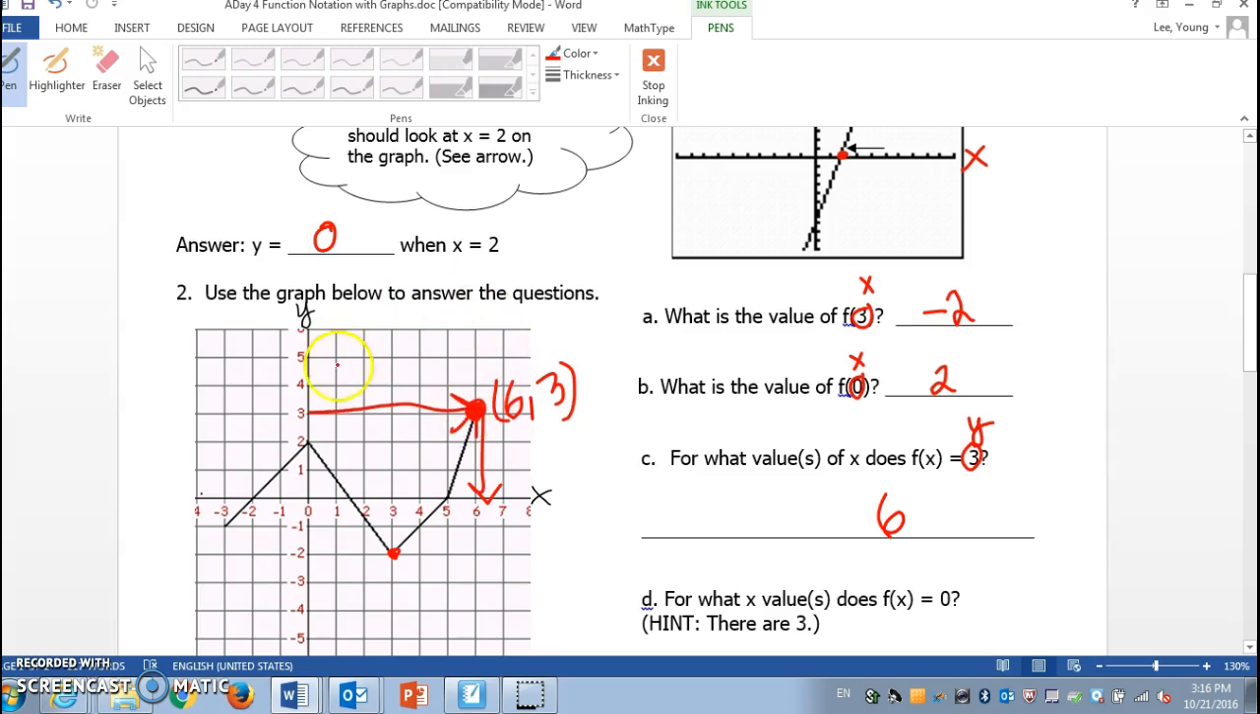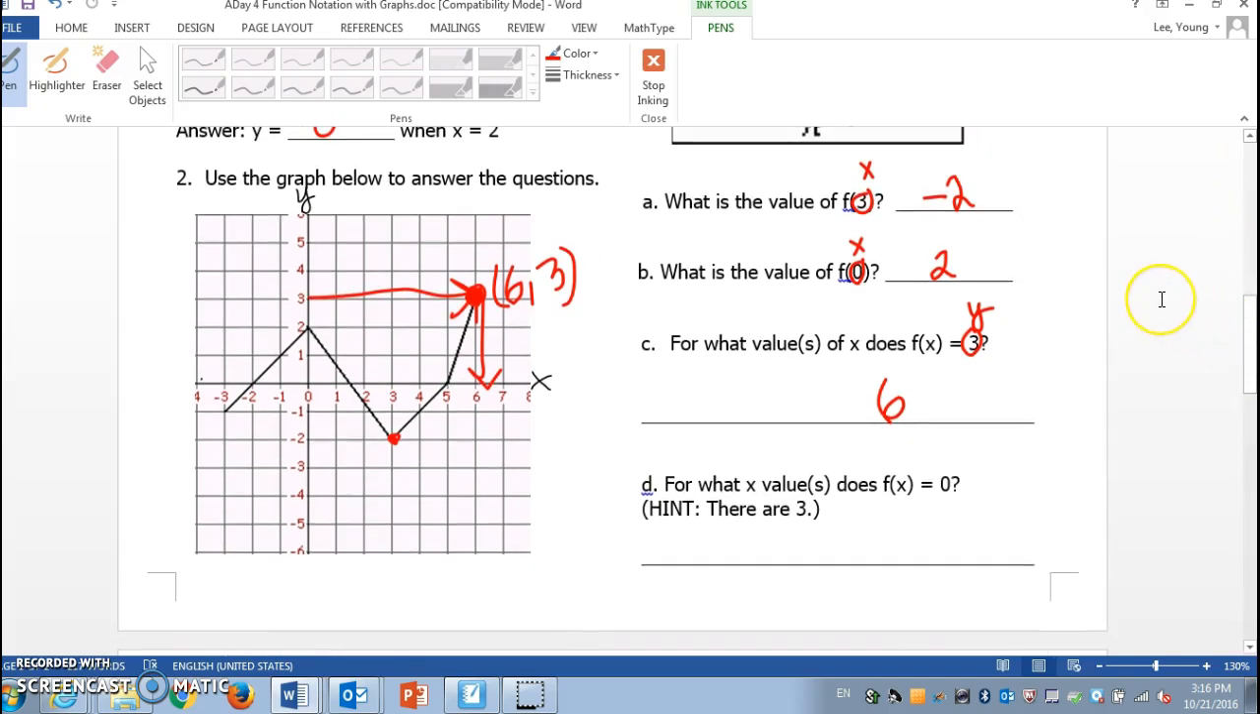Okay? Now, let's look at the next one. For what x values does f of x equal 0? f of x equals 0. Now, 0 is outside. That means 0 is the y value. Okay? y is 0. So, where on the graph is the y value 0? Let's go across. Right here, 1. Right here, 1. All the way down here, 1. So negative 2, 1.5, then 5.